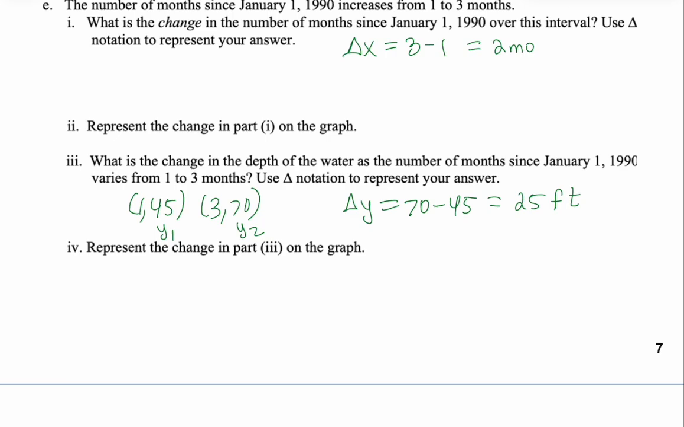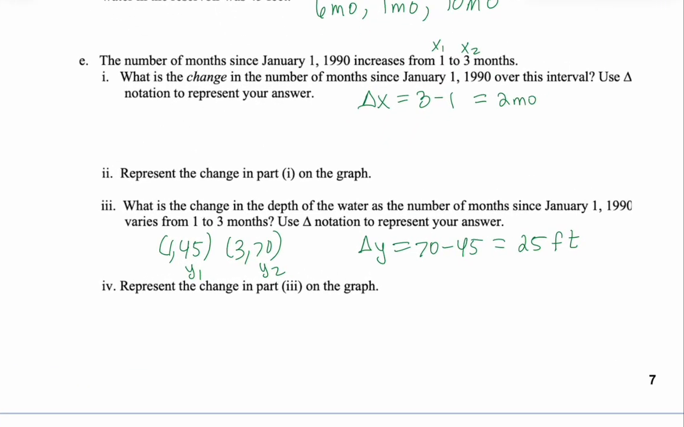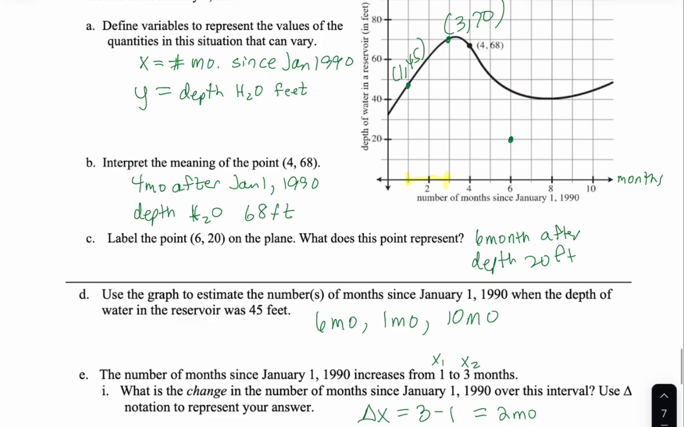And it says represent part 3 on the graph. So part 3 on the graph, we really are changing the Y. So the X value changed from here to here. The Y value changed from here to there. We could do it like that. We could put the X value, this would be delta X. This would be delta Y. Okay.